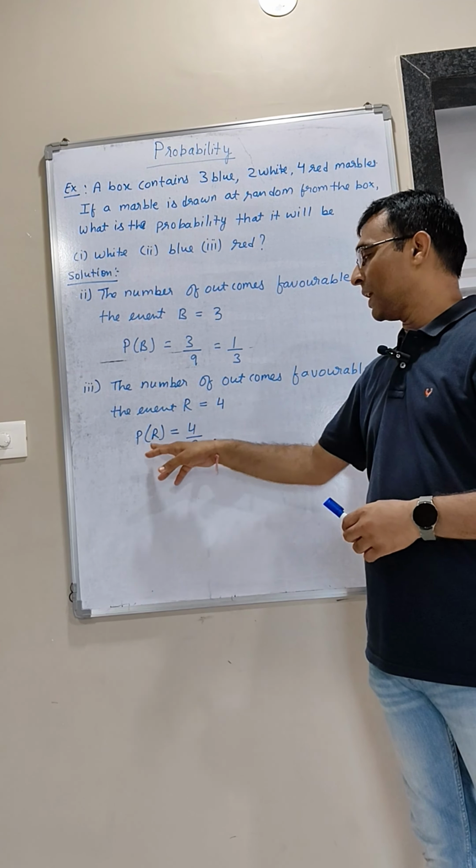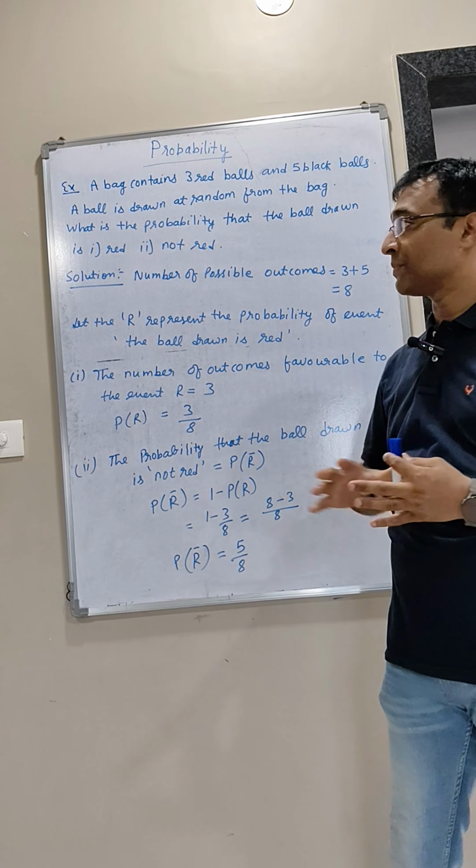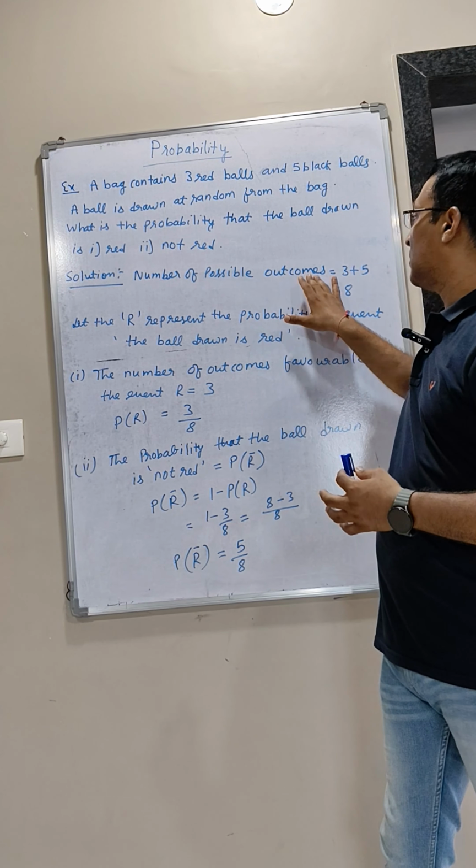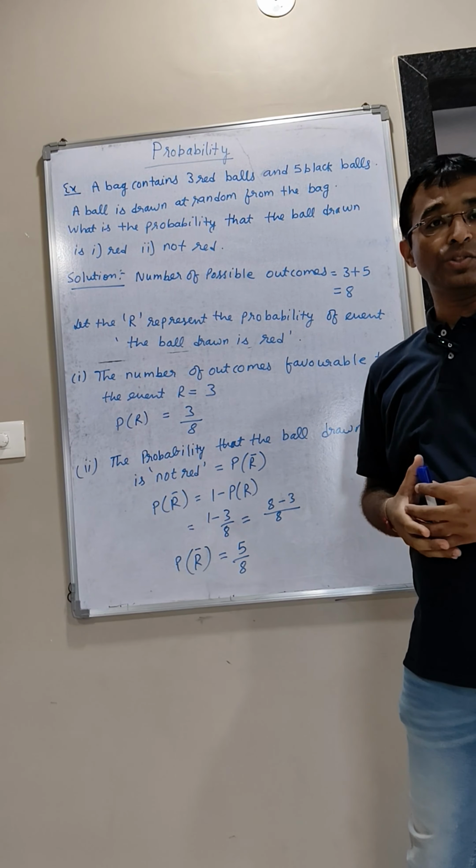A bag contains 3 red balls and 5 black balls. A ball is drawn at random from the bag. What is the probability that the ball drawn is red? First red, second not red. So here, as we can see, in a bag there are 3 red balls and 5 black balls. So the total number of possible outcomes are 3 plus 5, that is equal to 8.